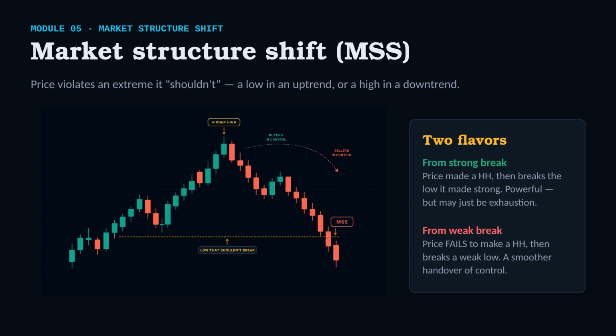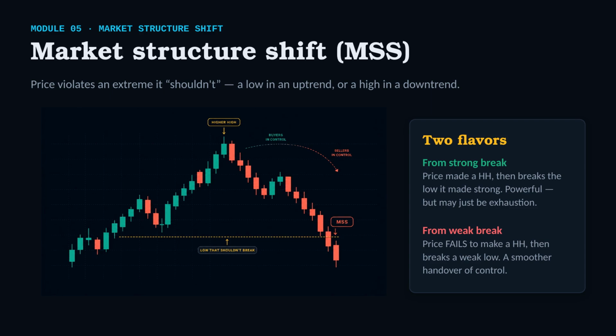It is called a shift because it shows a shift in control between market players. Buyers were driving. Now sellers are. There are two variations of this event, and they carry different meanings. A market structure shift that comes from a break of strong structure, and one that comes from a break of weak structure. Let us look at both.